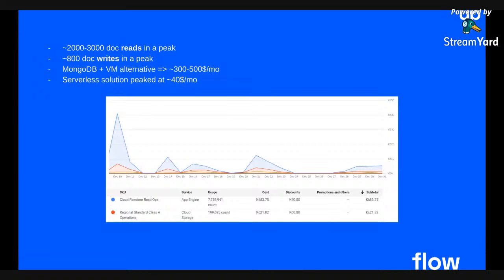And if you do that correctly, this is one of our development projects. It peaks in production at around 2,000 to 3,000 doc reads and 800 doc writes.